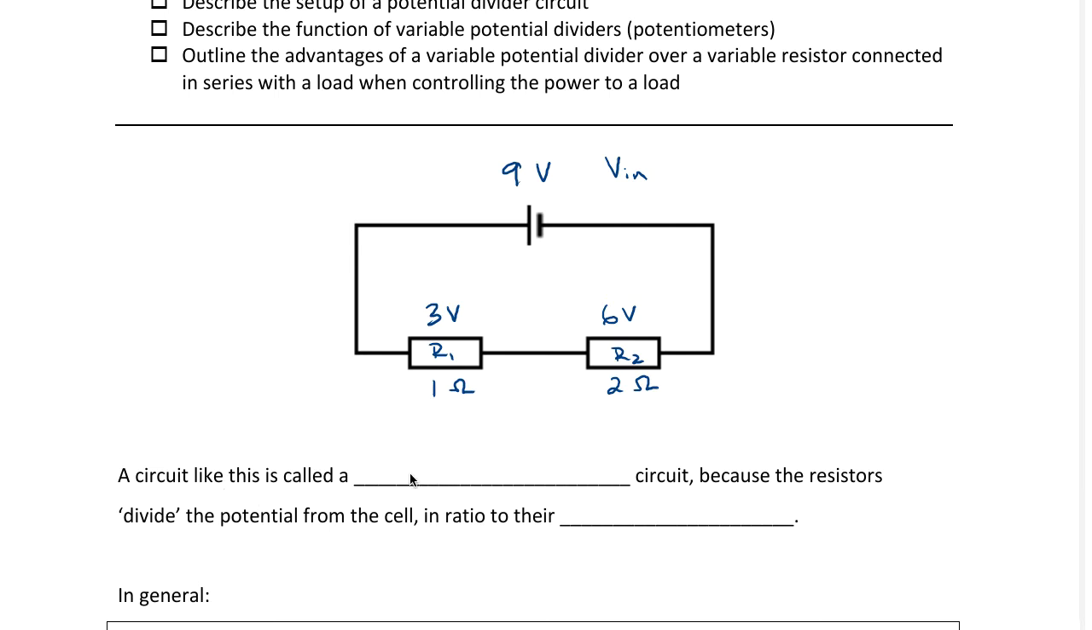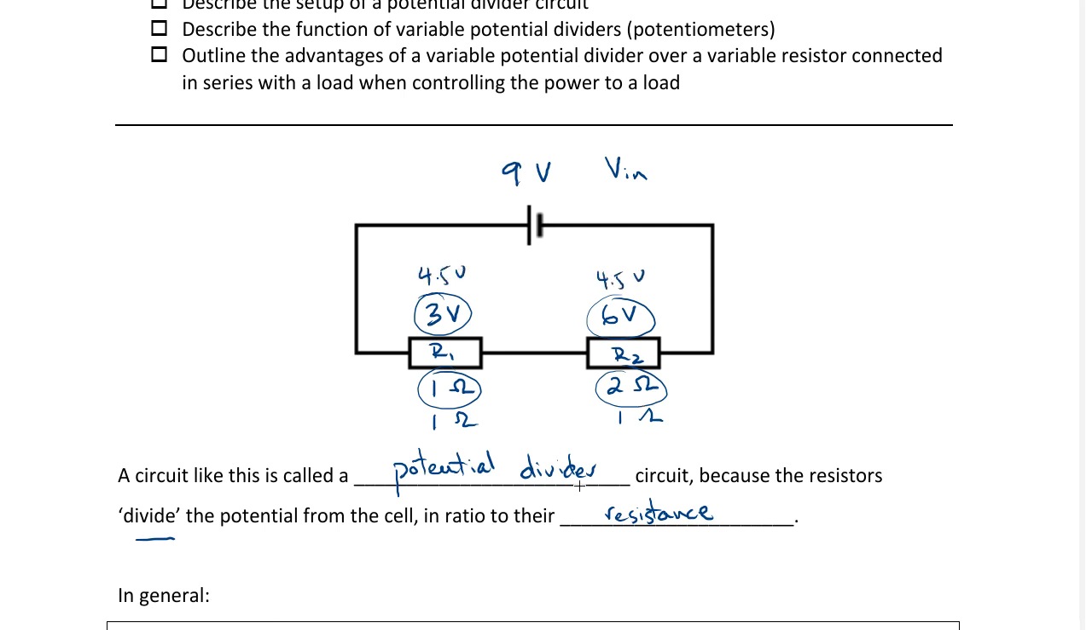So a circuit like this is called a potential divider circuit because of that fact, because the resistors are going to divide the potential from the cell in ratio to their resistances. Here we saw a 1 to 2 ratio of the resistances, and therefore a 1 to 2 ratio of the potential dropped at each resistor. If they were both 1 ohm resistors, then we would have seen a 4.5 volt potential drop at each.